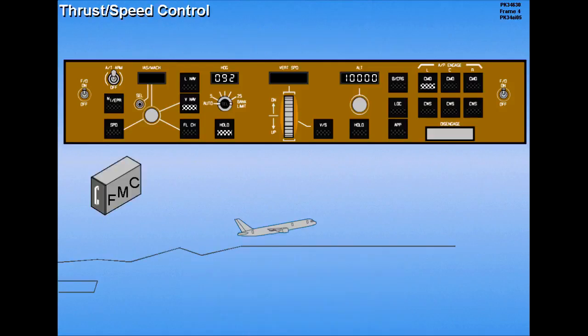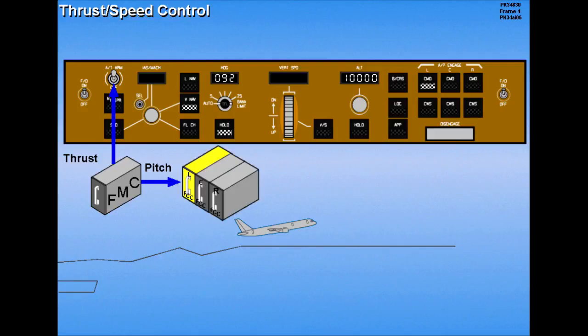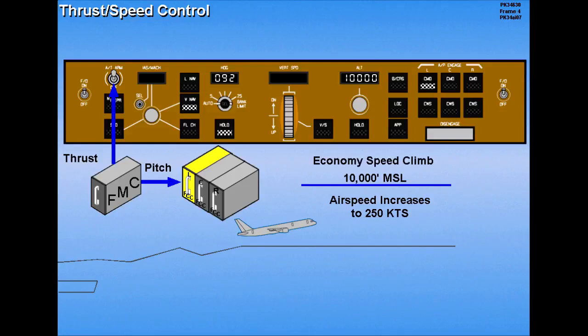With VNAV engaged, the flight management computer provides thrust commands to the auto throttle and pitch commands to the FCC. The airspeed should normally increase to 250 knots, which is maintained until leaving the speed transition altitude, usually 10,000 feet MSL. Above the transition altitude, the FMC maintains an economy speed climb schedule.